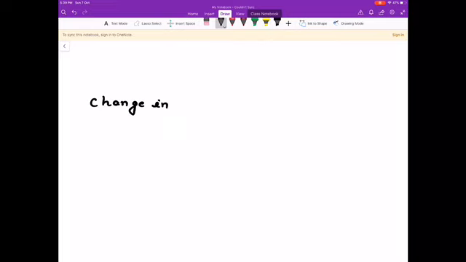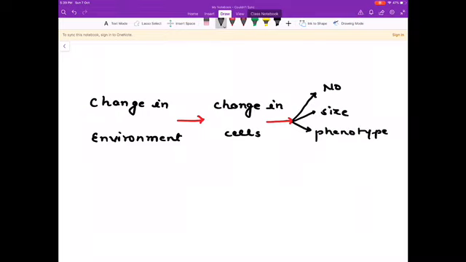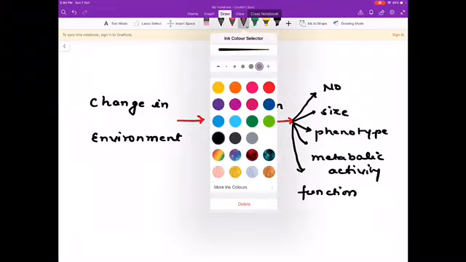So first thing is there should be change in the environment. Friends, we are breaking this definition into parts so that you can put the right MCQ in your answer. There is change in the environment which is followed by change in the cell. So this change can be in the form of number, increase in the number, decrease in the number, size, phenotype, metabolic activity or the function of the cell.